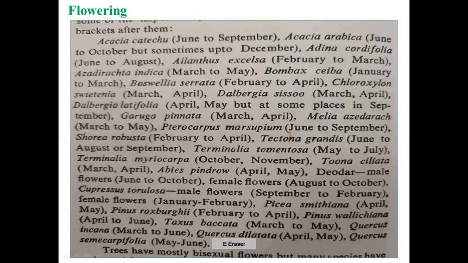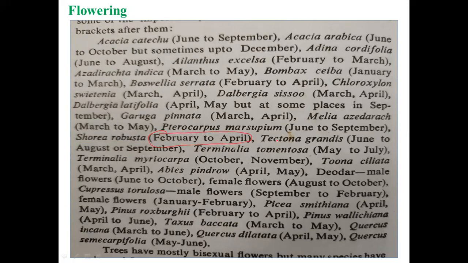For example, if you have Shorea robusta here, it's very difficult to remember all the species, but at least remember the prominent species. One is teak as well as Shorea robusta. Shorea robusta will flower in the months of February to April. That is the one thing you need to remember.